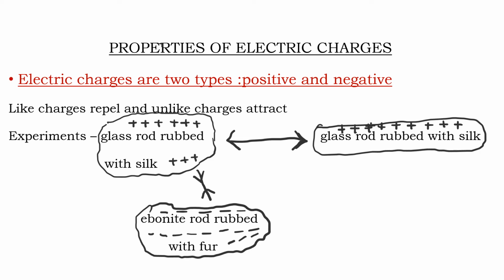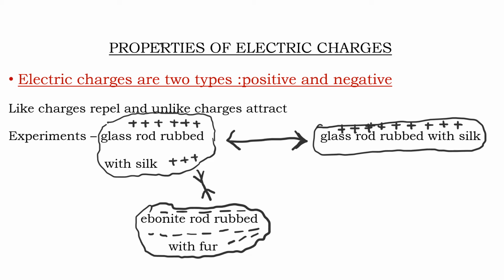But if an ebonite rod rubbed with fur is brought close to a glass rod rubbed with silk, then the two rods attract each other because the charge developed in the glass rod rubbed with silk is different from the charge developed in the ebonite rod rubbed with fur. Hence these two objects attract each other. From this experiment it is clear that there are two kinds of electric charges.